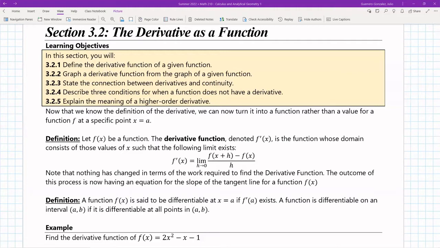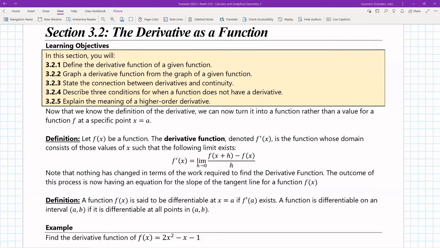And what you're going to see is none of the work that we did in section 3.1 is going to change. It's actually going to be exactly the same, with one big difference: instead of getting the slope at a specific point, we're going to get a function that gives us the slope at any specific point we want. So we turn something that was confined to a point into a function that gives us the slope of the tangent line for any x value we want.